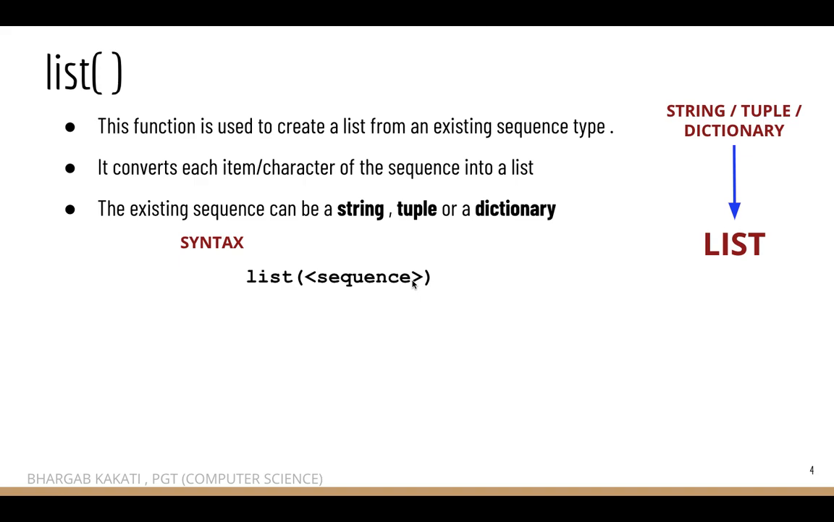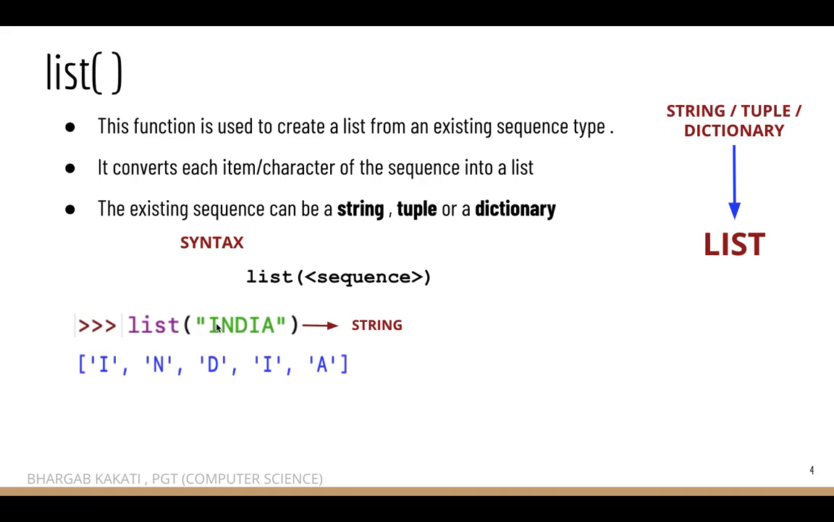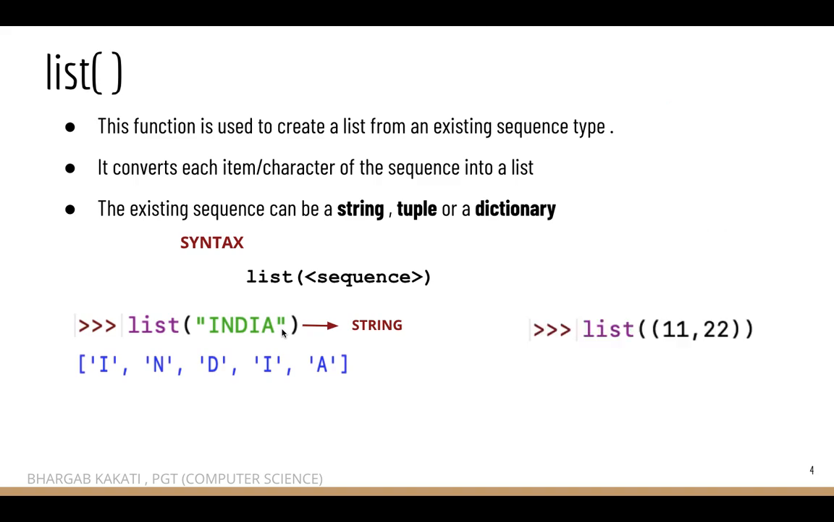Let's try to understand with the help of some examples. The first example is, if I use the function list and within that I pass "India", it falls under what sequence? It falls under string. As I press the enter key, each character of the string India will be converted into a list. As you can see, there are 5 elements in this list, and those are the 5 characters from the string India. Let's try a different sequence, which is a tuple now. So what is this? This is a tuple. Now if I enclose it within the list function, it will simply convert it into a list.